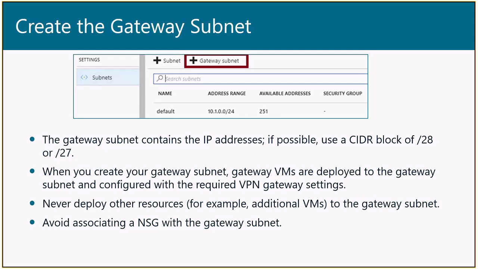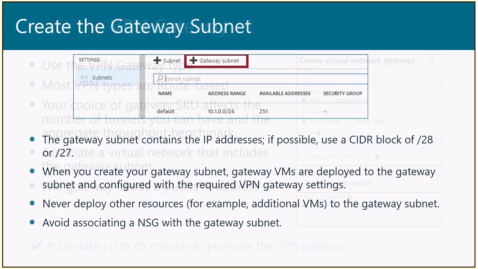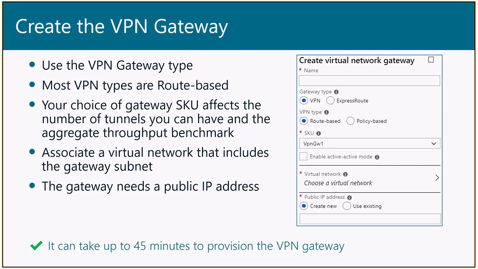We're going to avoid associating a network security group with the gateway subnet because we don't want the security group to block us. Creating the VPN gateway: use the VPN gateway type. Here we're saying gateway type, either VPN or Express Route. We're using a VPN. Most VPN types are route-based, not policy-based. Your choice of gateway affects the number of tunnels you can have, and the more tunnels you have, the more expensive it is. Associate a virtual network that includes the gateway subnet.